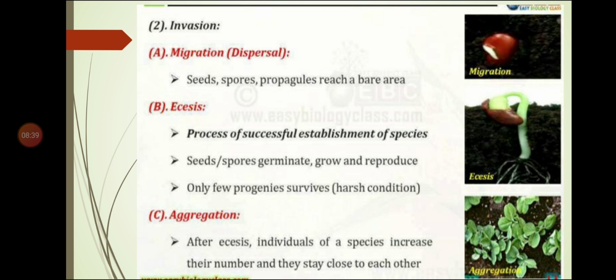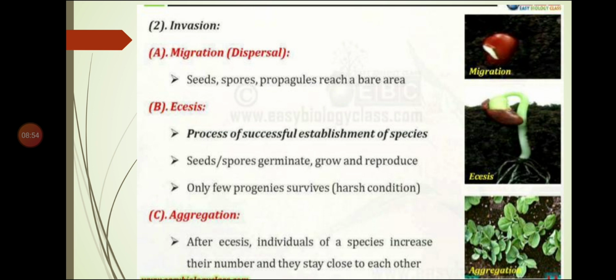Second step is ecesis. Ecesis means the process of successful establishment of species. When they reach the bare area, the establishment of this species is known as ecesis.